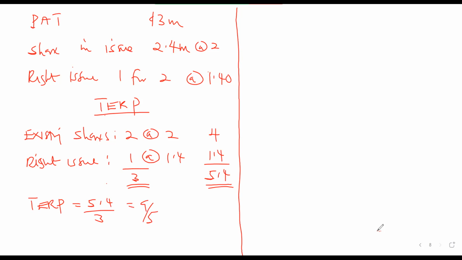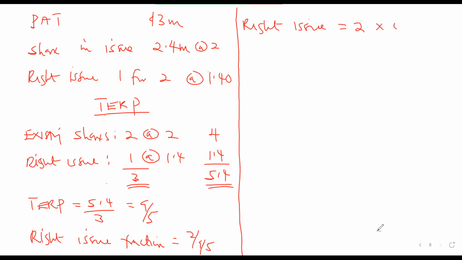So our right issue fraction will now be calculated as 2 over 9/5. Okay, this one, you can just use some small idea of BODMAS to be able to go about it. That will give you 2 times 5/9. That will give you 10/9. That is your right issue fraction, 10/9.